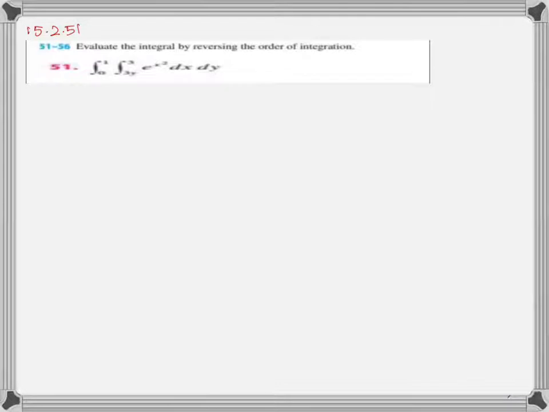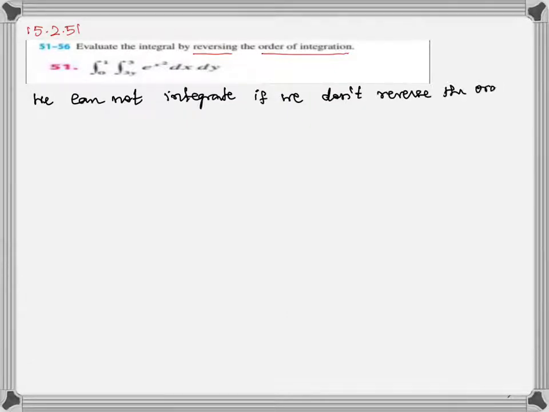So the key phrase here is reversing the order of integration. That is the technique we have to use. In fact, this problem cannot be done by keeping it the way it is. If you look at the inside integral, it is e to the x squared dx, which cannot be integrated by the regular integration techniques.